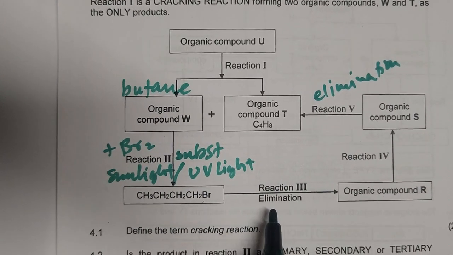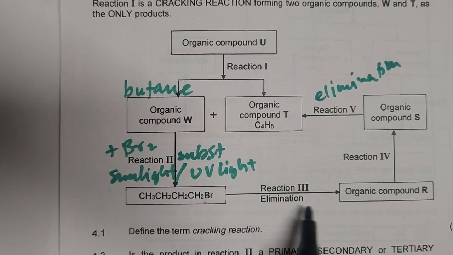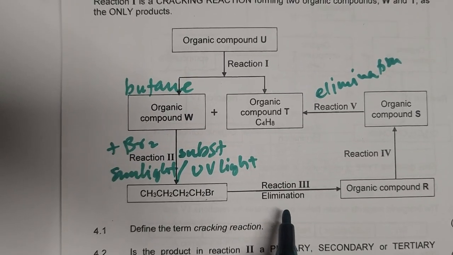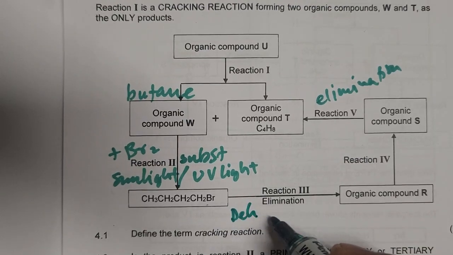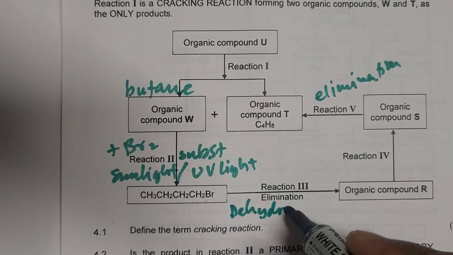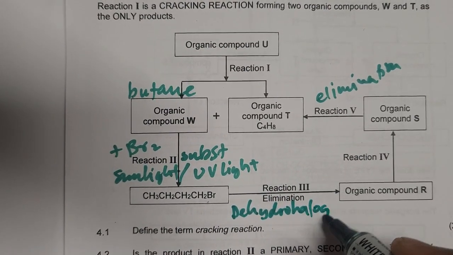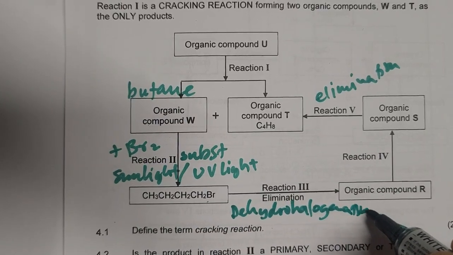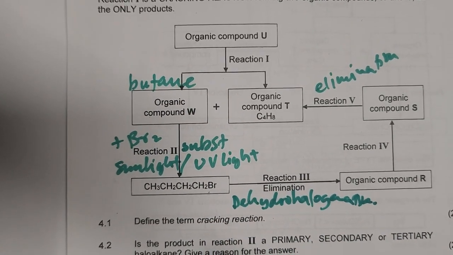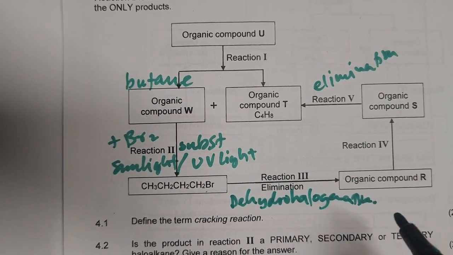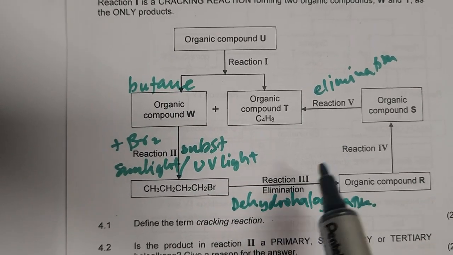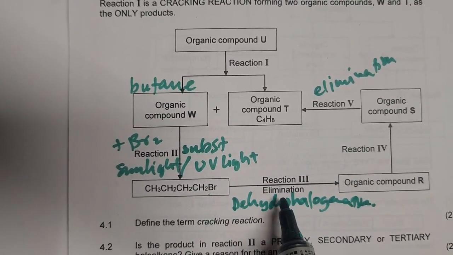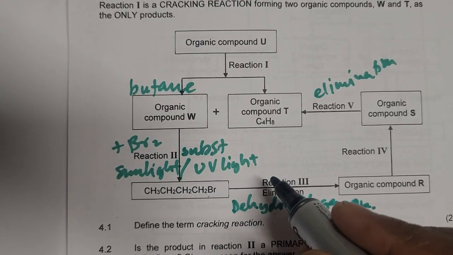From haloalkane, we undergo elimination. Then that means that now we'll dehydrohalogenate. This one is dehydrohalogenation. That is the most important elimination reaction. Remember, haloalkanes can undergo only 2 reactions. That is a substitution or elimination.